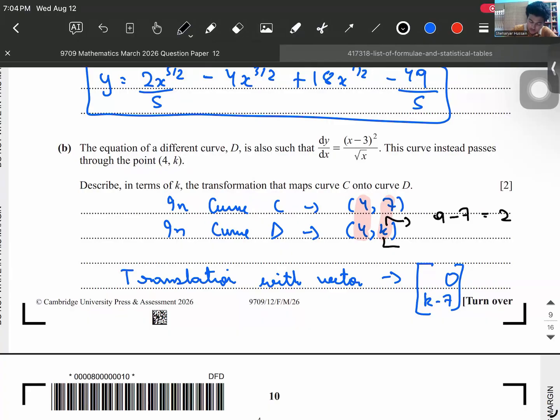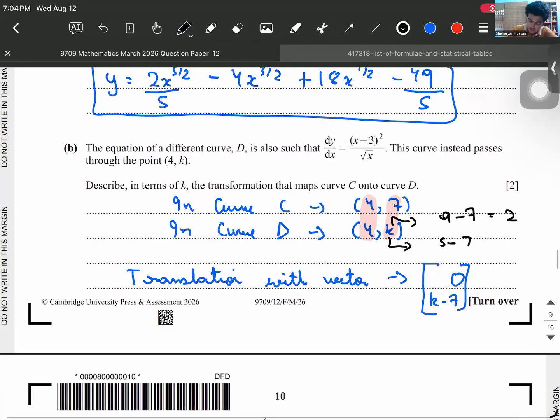Let's suppose this time your k was 5, right? So 5 minus 7 would just be negative 2. As we know, the difference is this 2. So therefore, your value would be negative 2, which corresponds to the translation. Okay.